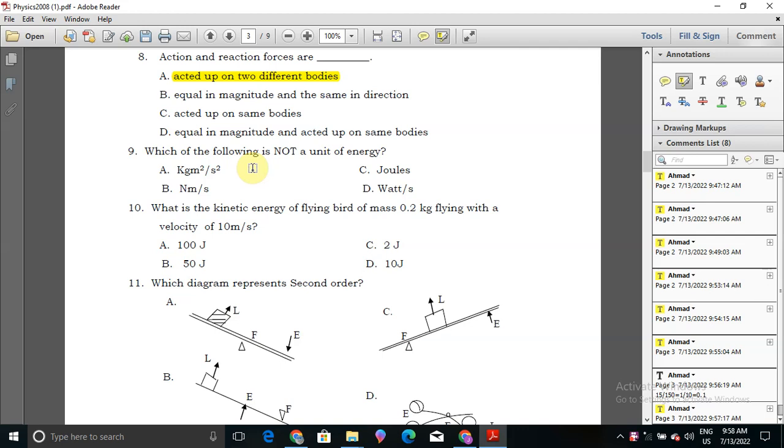Watt per second also is a unit of energy, but the one which is not a unit of energy is B, which is Newton times meter per second only. So the correct answer for question number 9, which is not a unit of energy, is choice B.